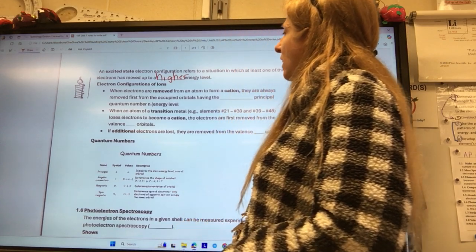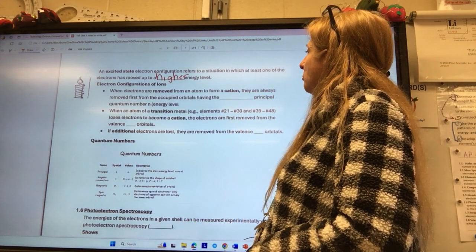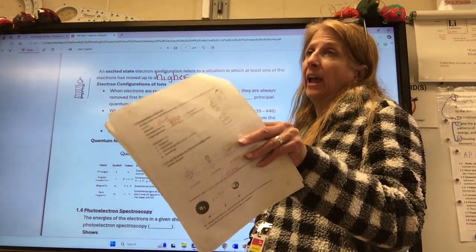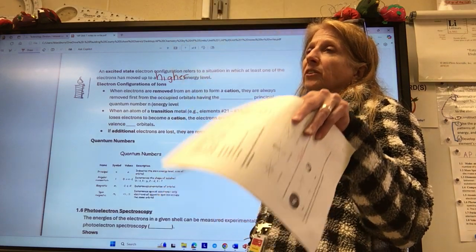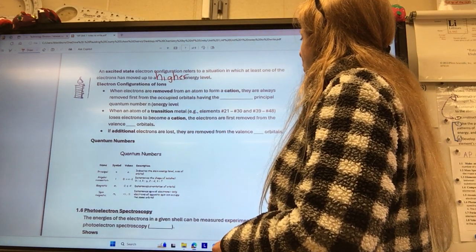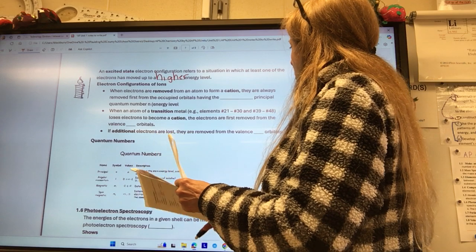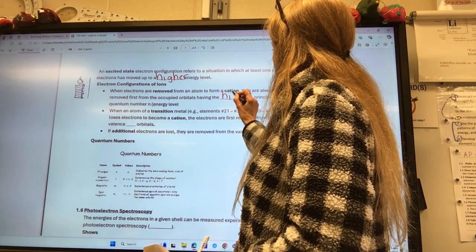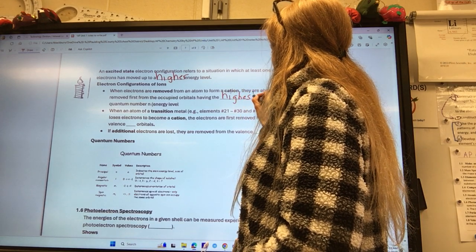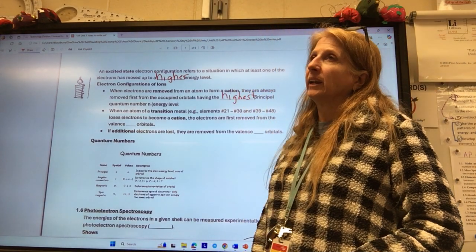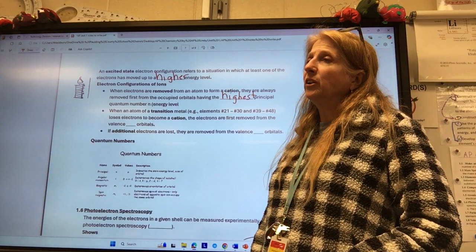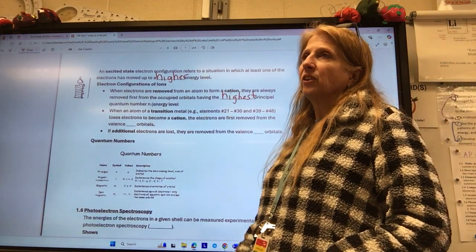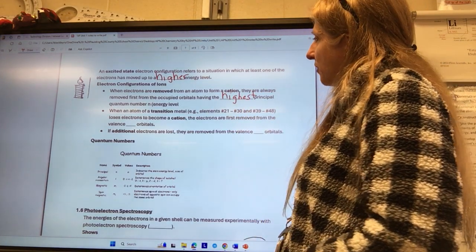Electron configuration of ions. When electrons are removed from an atom to form a cation, so over there by the cats, that's why there's cats on the wall. Like sodium, if it's going to lose an electron, it is going to remove it first from the orbital having the highest principal quantum number in energy. So if sodium is going to lose one, it's going to lose that one on the third level. It's going to lose a valence electron, the one that's on the highest level.